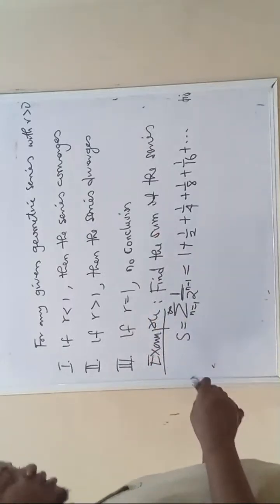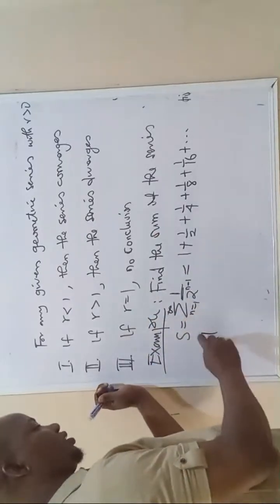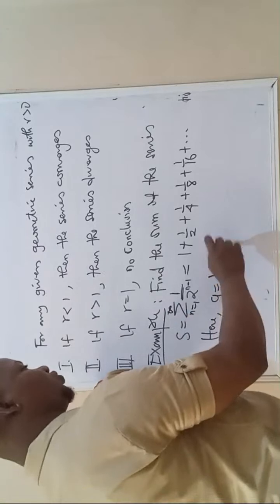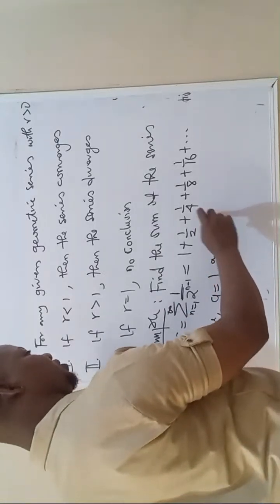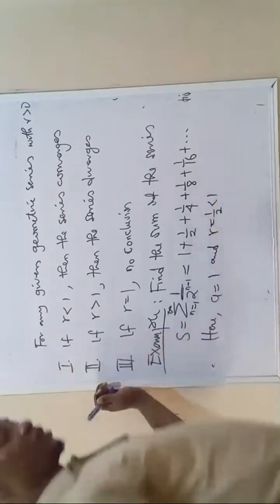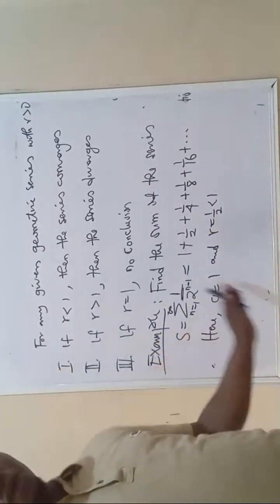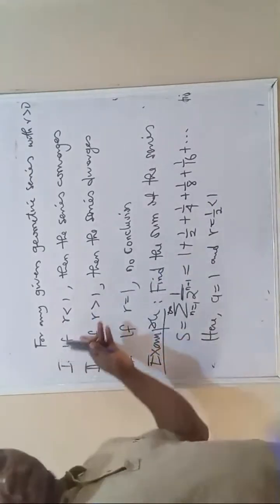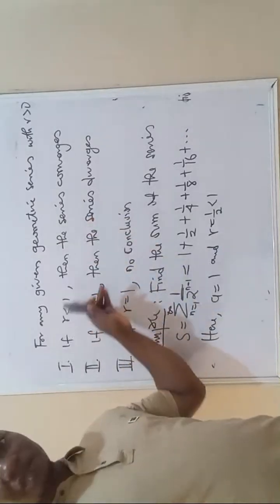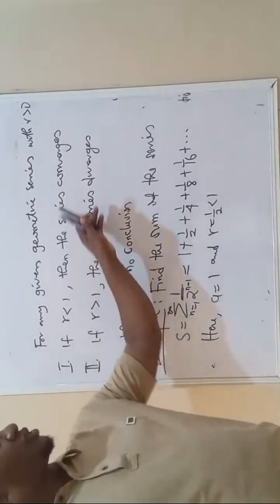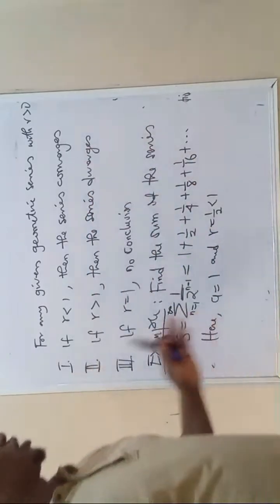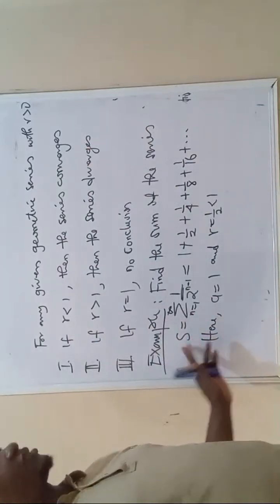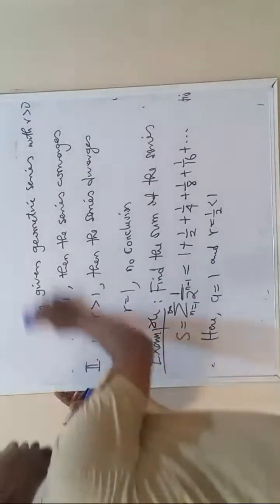So here you see that the first term A is 1, and the constant ratio here is half. Of course, this is less than 1. Since the constant ratio is half, we can simply apply the formula that satisfies this case. You see, R is less than 1, so from there, you see that the series will converge. And this convergence means that the sum is finite and exists. So let's see that.